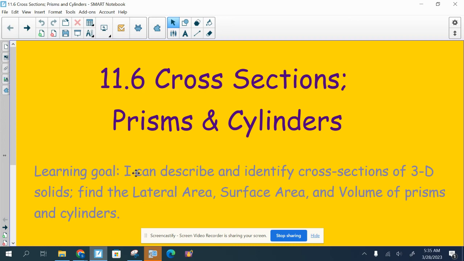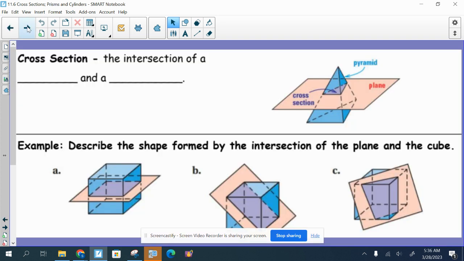Hello everyone, this is lesson 11.6, cross-sections and volume of prisms and cylinders. So we don't do lateral area or surface area anymore, because for your AIR test and on the standards, it only wants you to do volume. That'll make the lesson a lot simpler, it'll make your homework a lot simpler, and what we're learning today will help you with the next day's lesson, 11.7, on pyramids and prisms.